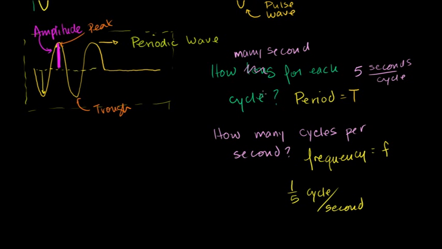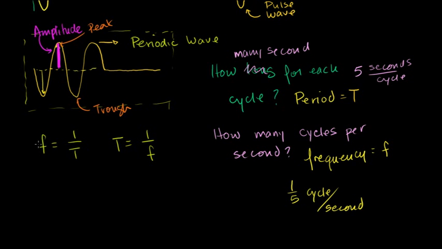This is how many seconds per cycle. How long does one up, down, back again take? And this is how many up, down, back agains there are in a second. So they're inverses of each other. So we could say that frequency is equal to 1 over the period. Or you could say that period is equal to 1 over the frequency.